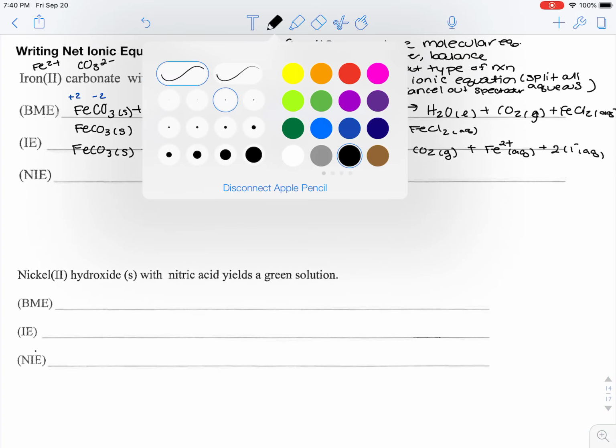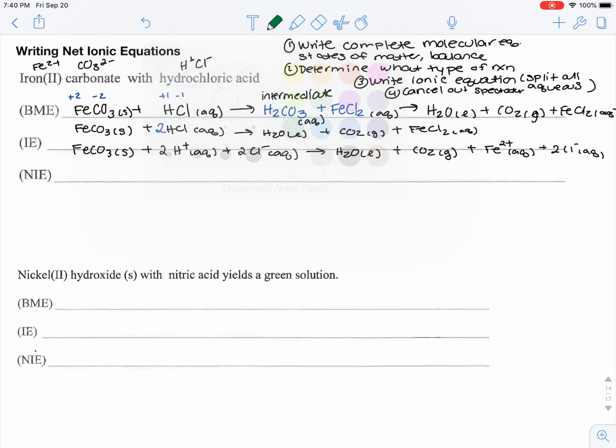So those ions had nothing to do with the product that formed. If you look at the states of matter, we have the liquid and the gas that are of importance that formed from the reaction of iron 2 carbonate with hydrochloric acid. So a net ionic equation is basically the summary of what is actually happening. What actually had to do with forming water and carbon dioxide, the two important products in this overall reaction.